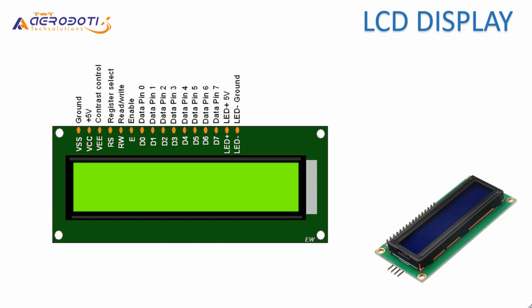This number, that is 16 by 2, represents the number of rows and columns, or in other words, number of lines and characters. The number 16 refers to the columns or characters in each line, and the number 2 refers to rows or lines. This is a 16 by 2 LCD shown here.